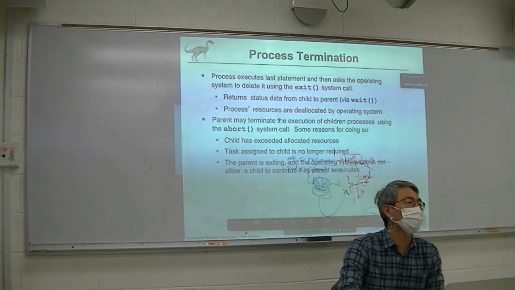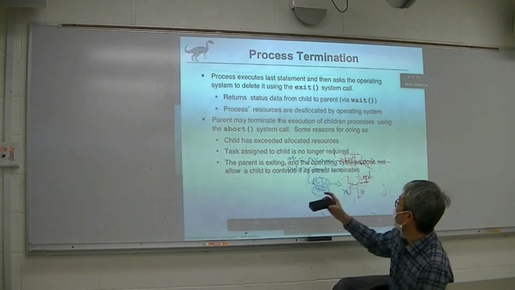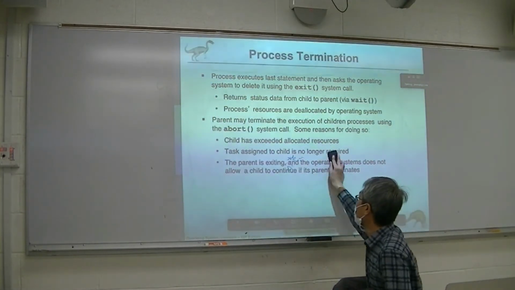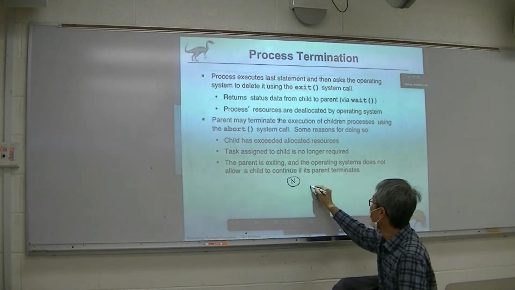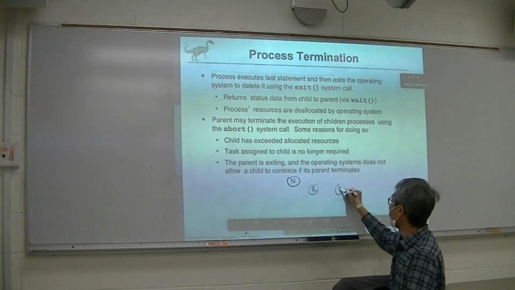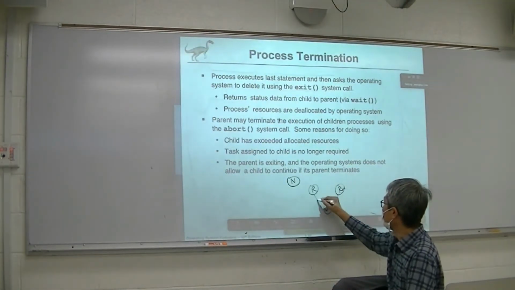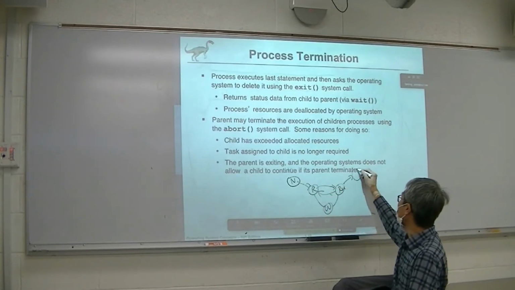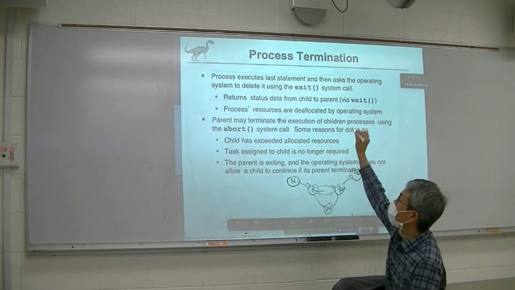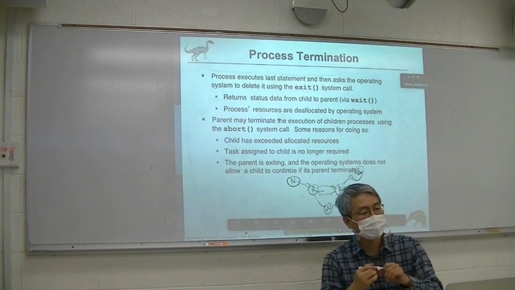So this is process termination. Then, as we have seen before, the process has a number of states. Basically, it has new, ready, run, wait, and terminate. So this is the termination state. Okay?